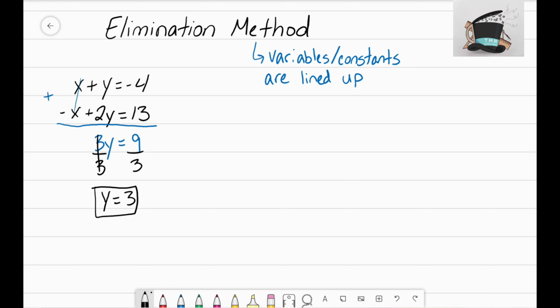Our next step is that we got to go back and get our x variable. And here's where you get some choice. You can either use the first equation on top or the second equation on the bottom. It doesn't matter which one you use.